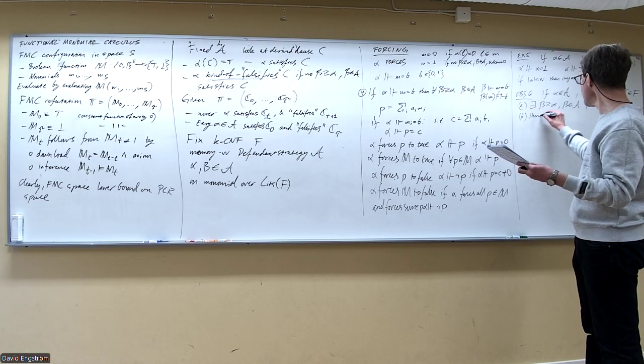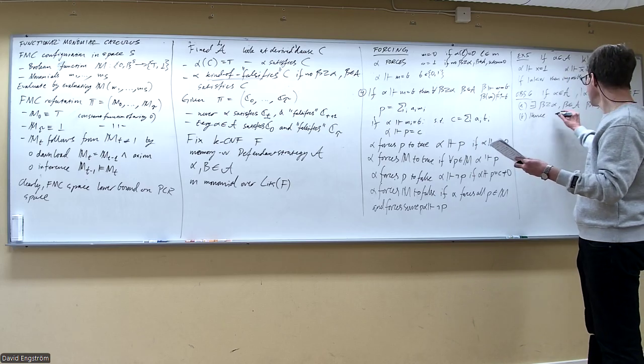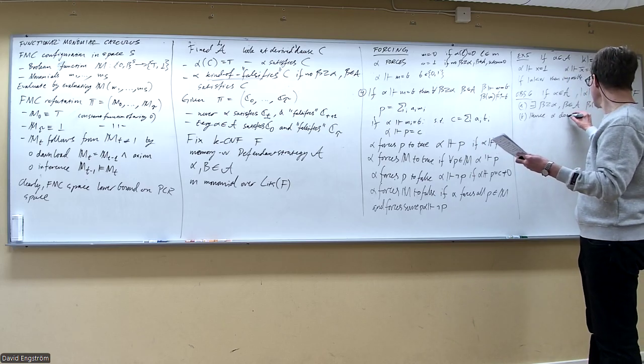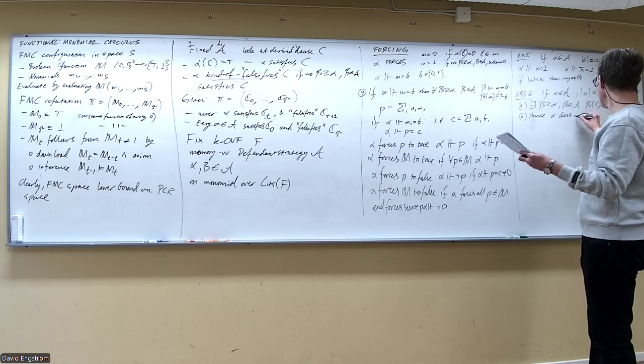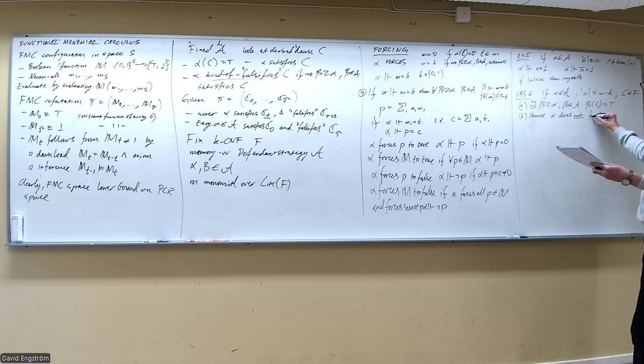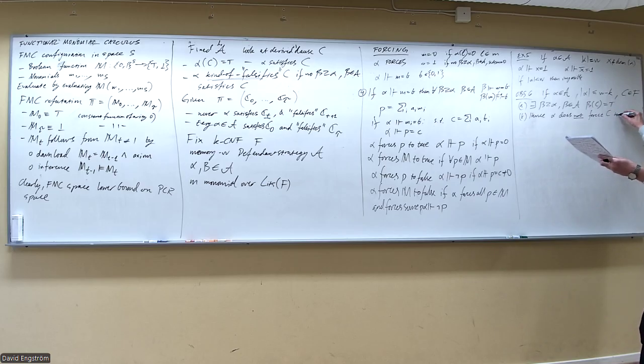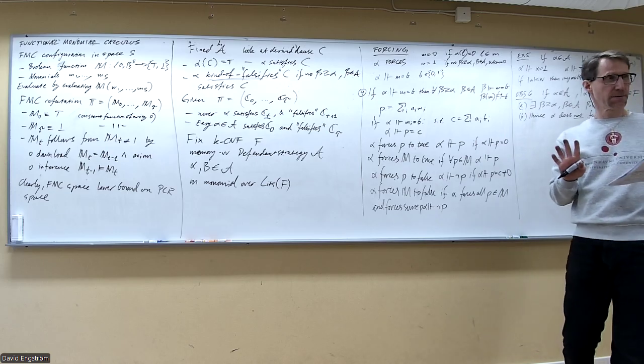And hence, it can never be the case that alpha forces C to false. Or equivalently, since we're moving into the monomial space, if we look at the monomial representing C, alpha never forces the monomial representing C to 1. Is this making sense?